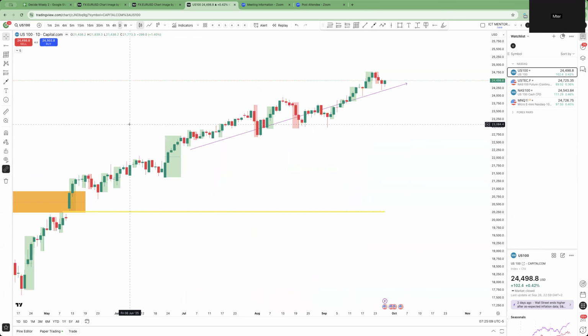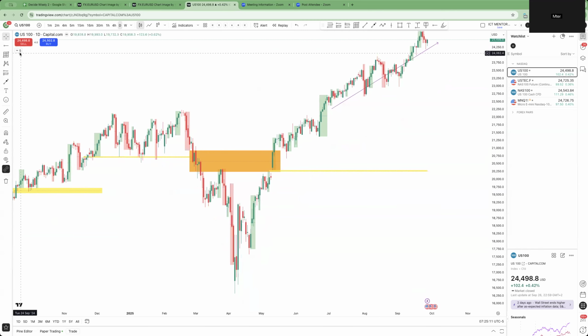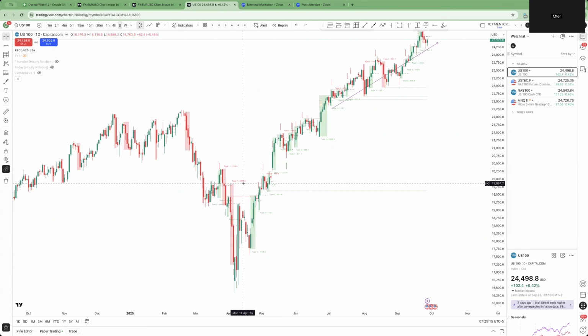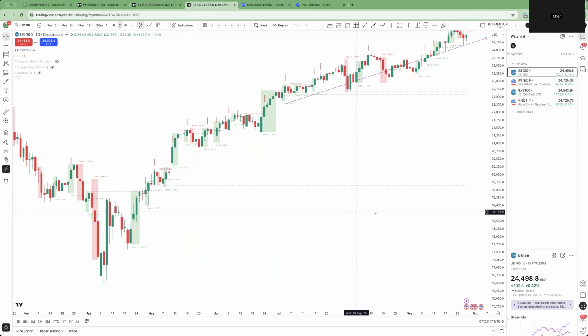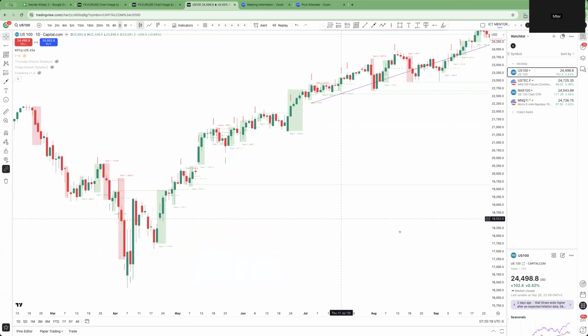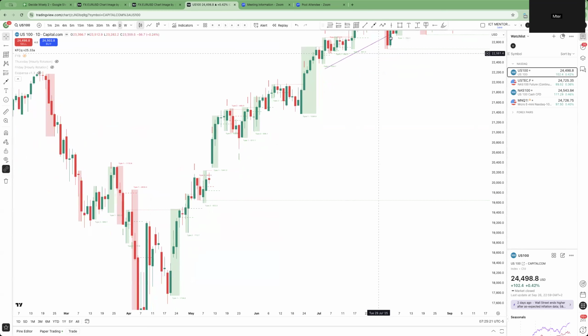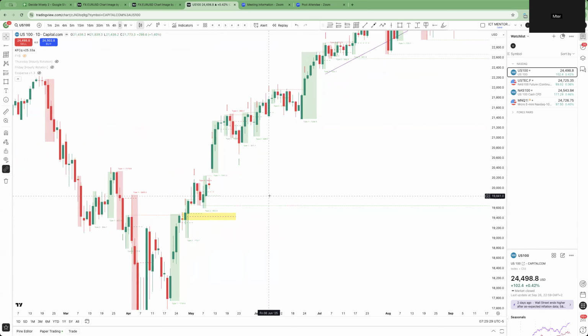Let's track the daily. Let me turn this off. Let me turn this on. Same principle. We've done this in the past. We said expansion, CB. This closed above this, no CB. So yellow box means that we're expecting a red candle.